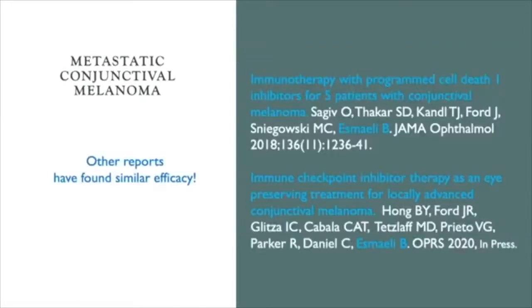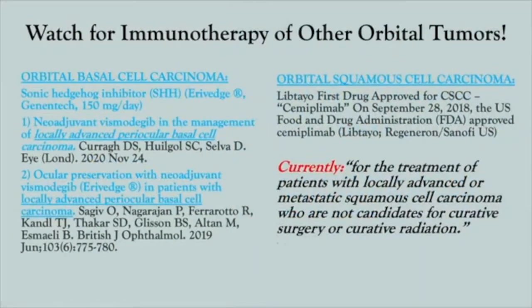I've often heard that one swallow doesn't make a spring. Well, that's true in checkpoint inhibitor therapy for conjunctival melanoma. In 2018, Beta Ismaili published on programmed cell death 1 inhibitors for patients with conjunctival melanoma and has another paper in the OPRS journal in press on checkpoint inhibitor therapy. Clearly, multiple centers have found the same thing, that conjunctival melanoma does respond to immunotherapy. Clearly, immunotherapy is going to be used for other orbital tumors.